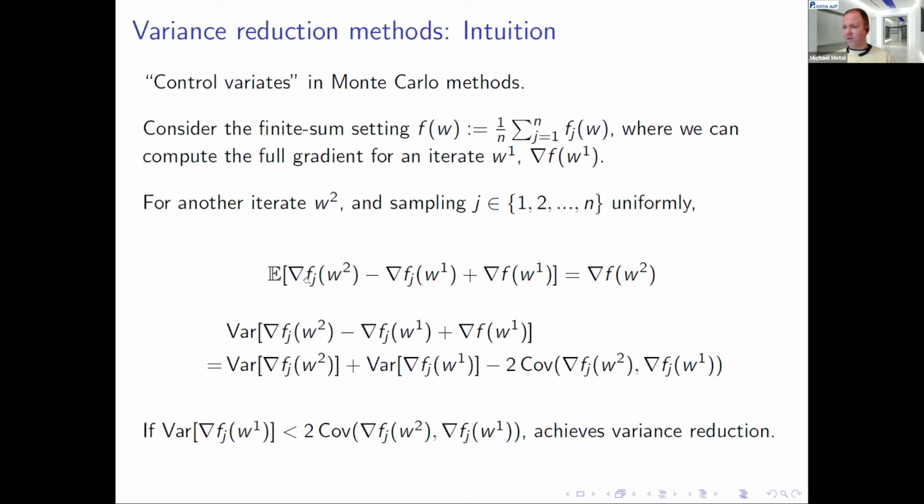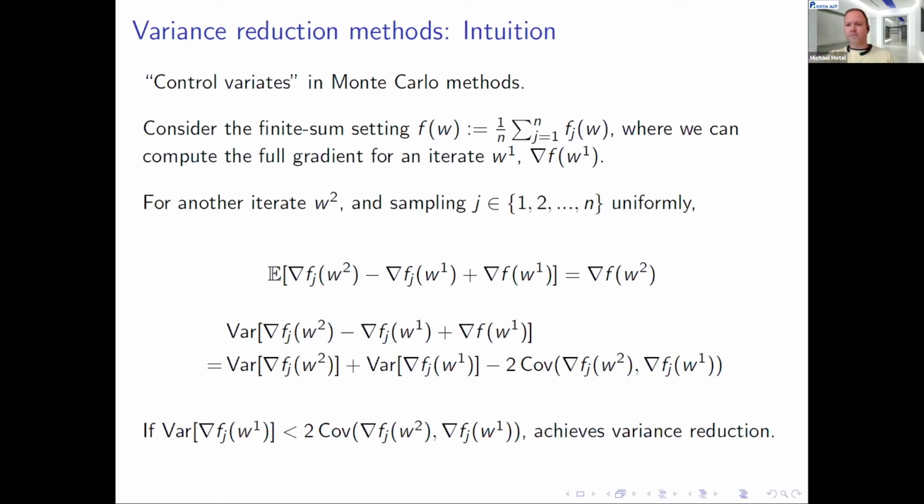But instead of just moving in this direction, we move in this direction: gradient fj(w2) minus gradient fj(w1) plus the full gradient f(w1). This is still an unbiased estimate of the gradient at w2, because the expectation of the gradient fj(w1) equals the full gradient, and so these terms cancel out. The important thing is the variance of this gradient estimate. We get minus 2 times the covariance of these two stochastic gradients at w1 and w2. So if the variance of this quantity is less than this quantity, we achieve some variance reduction.